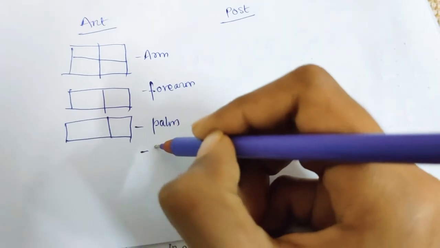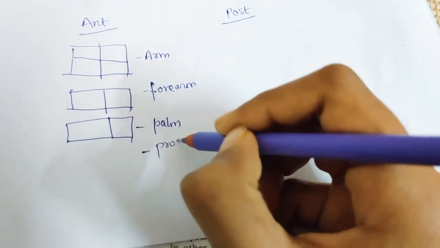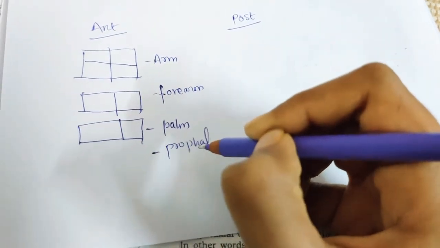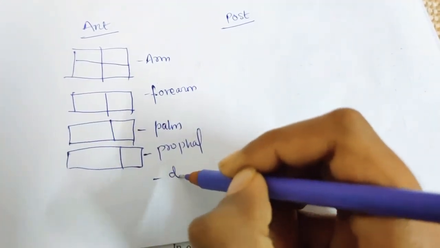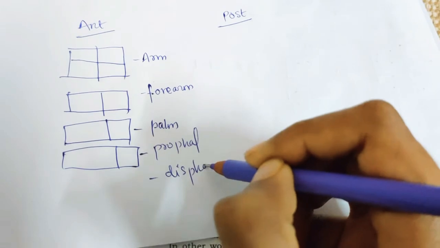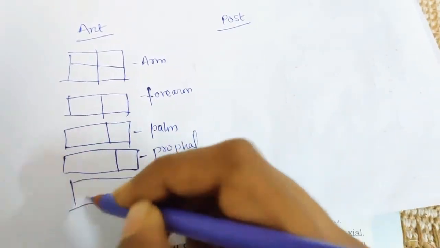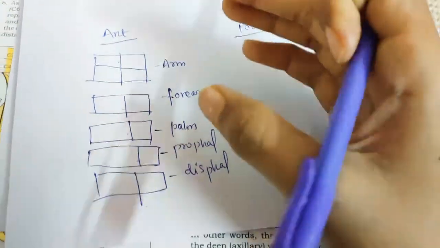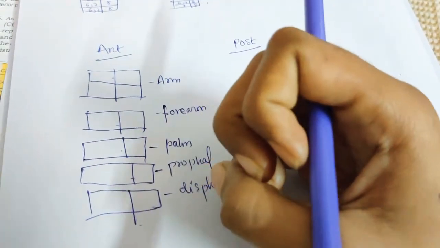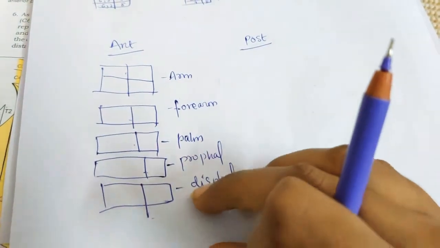And next for the proximal phalanges, make one more box, and for distal phalanges, make another box. So total how many boxes do you have? 1, 2, 3, 4, 5, right? So total 5 boxes you'll get on the anterior side. Now let us fill these boxes with numbers.